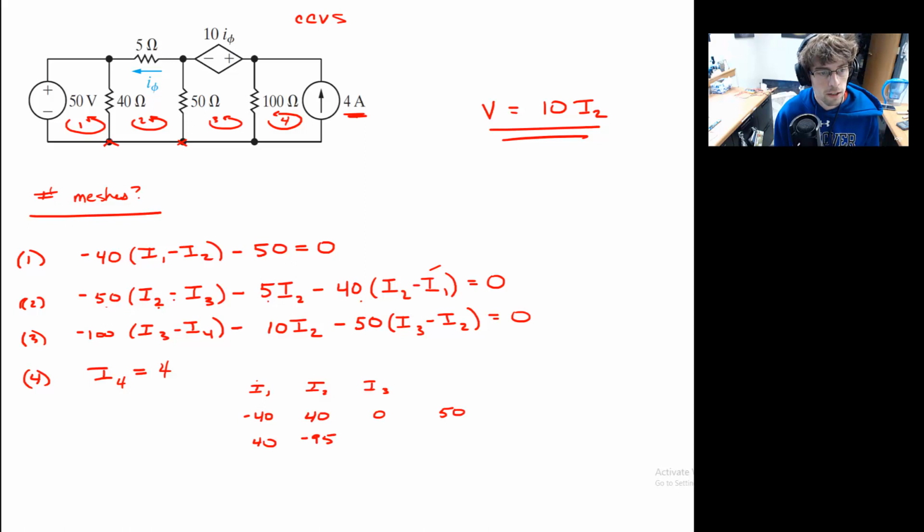And lastly, a double negative gives me a 50 I3 and 0. Last one. There are no I1s in our third equation, so I'll put a 0 here. We have I2s. We have a negative 10 I2, negative, negative, so we have plus 50. So this will give us 40 I2. And then for I3, we have negative 100, negative 150.